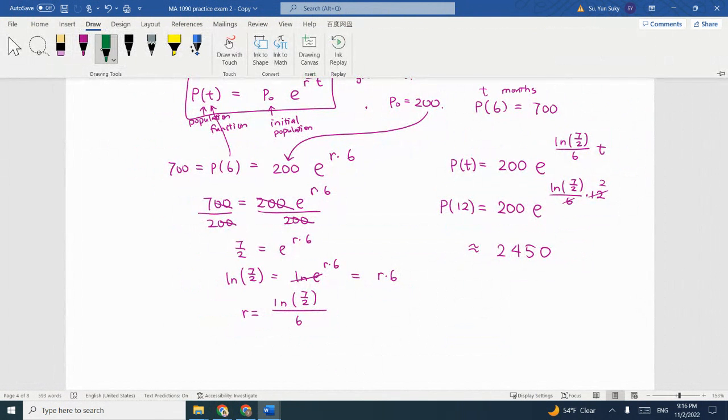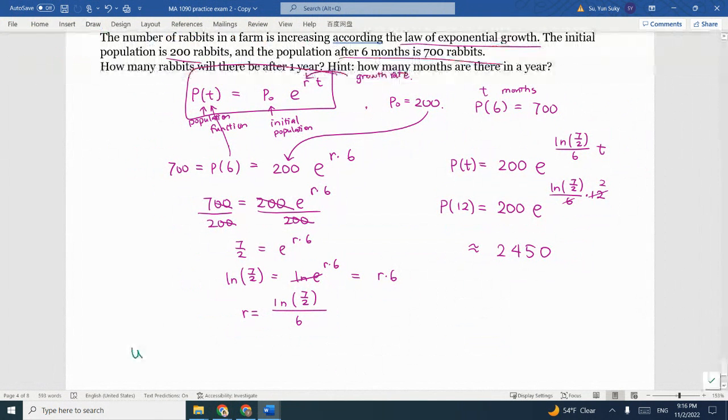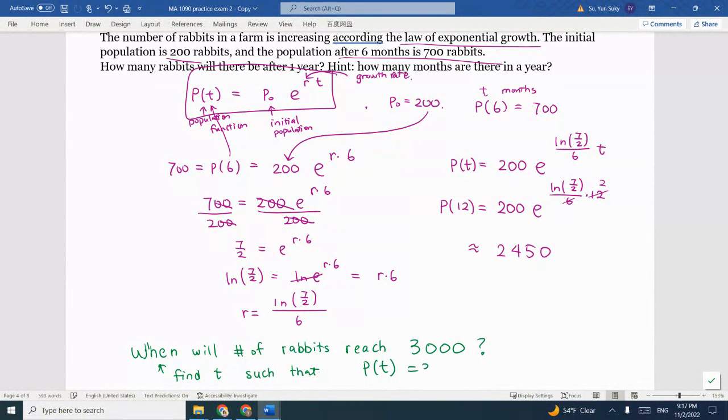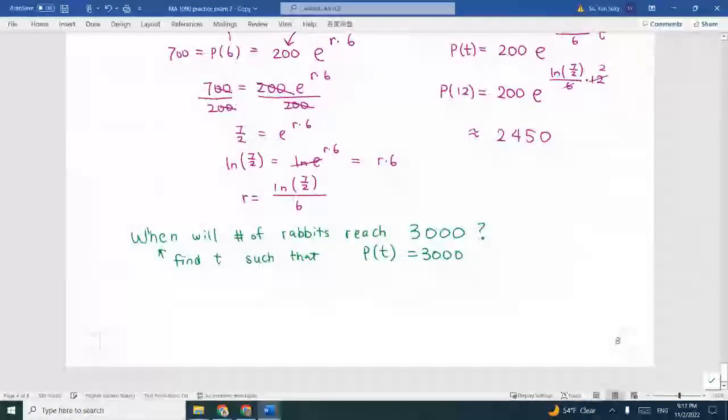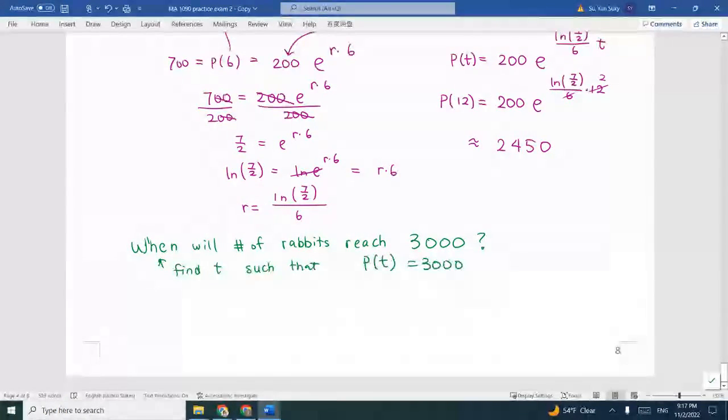What if I ask you, find the time when the number of rabbits will reach 3,000? What do you do with that? When means we're looking for the time. So we find the time t such that the population at that time is 3,000. So what do we do in this case?